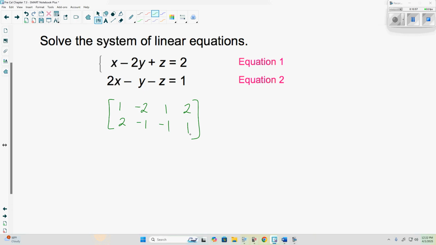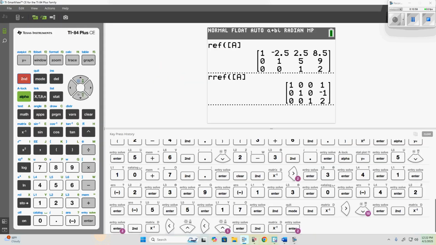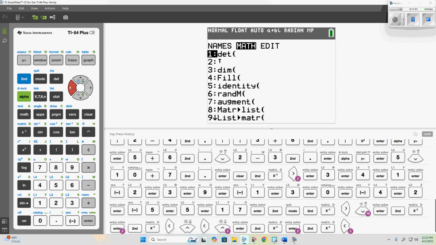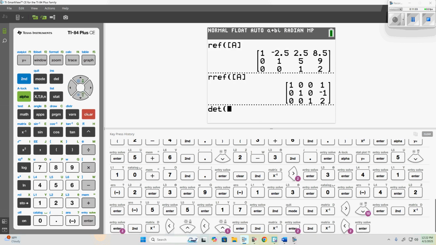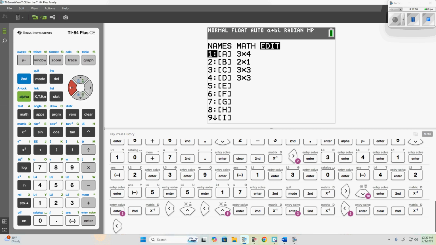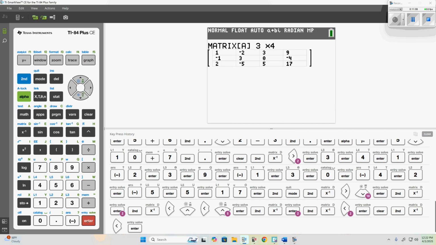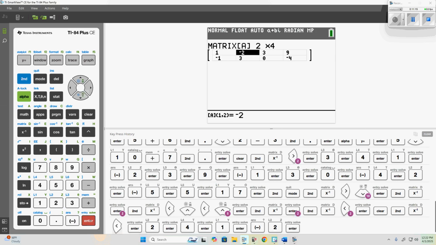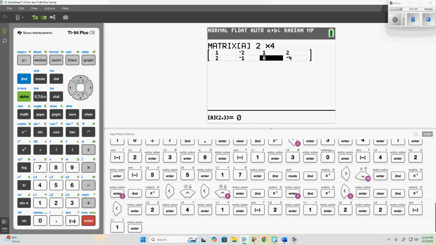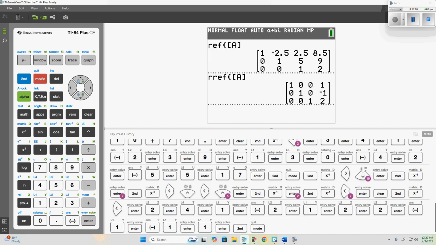The calculator, the graphing calculator, does make this a lot easier to work with. So we can go second matrix, edit, and we can edit the first one. For this one here, we have a 2 by 4. And going across the top, we have 1, -2, 1, 2. And we have 2, -1, -1, 1. Questions on how we type any of this in?